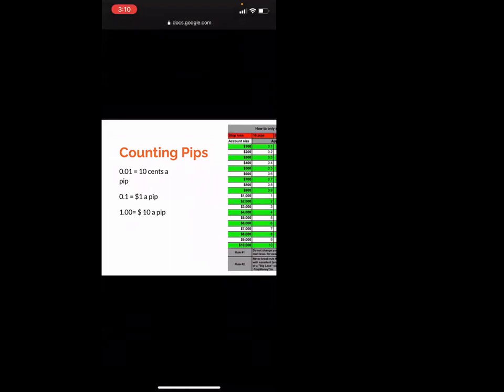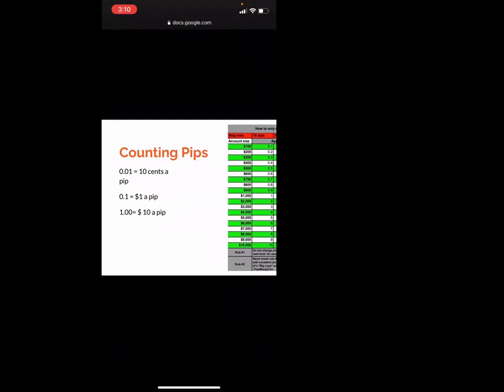First things first is the micro lot size. So this is a 0.01. This is the smallest lot size. A 0.01 is going to mean that you're putting in 10 cents to the trade. So you're making or losing 10 cents per pip.